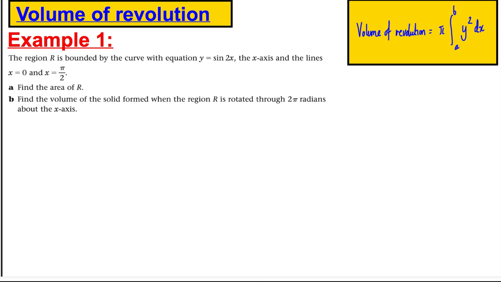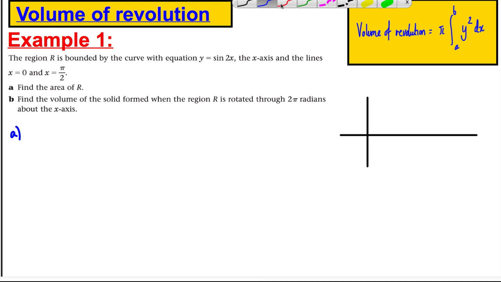Example 1. The region R is bounded by the curve y equals sine 2x and the x-axis, and the lines x equals 0 and x equals pi by 2. Find the area. Firstly I'm just going to draw a quick sketch. You don't need to do this. Normally sine x looks like that, but this point here is pi and this point here is 2 pi.